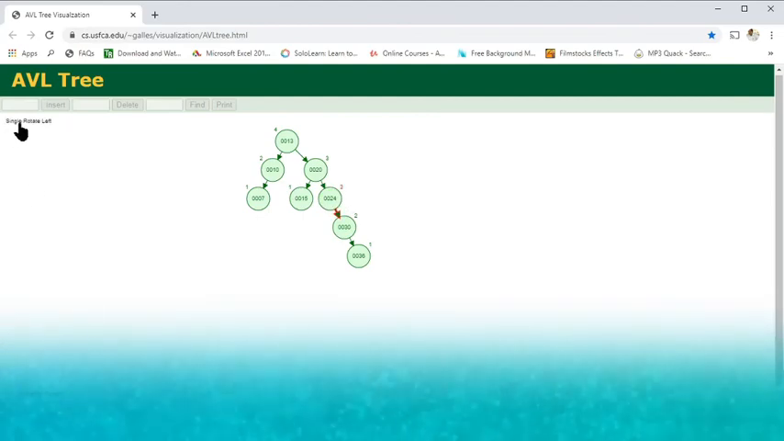Now I have to make a single rotate left. Since all comes to the right side, I make a single left rotation. So if I make a left rotation, 24 comes down, 30 goes up.